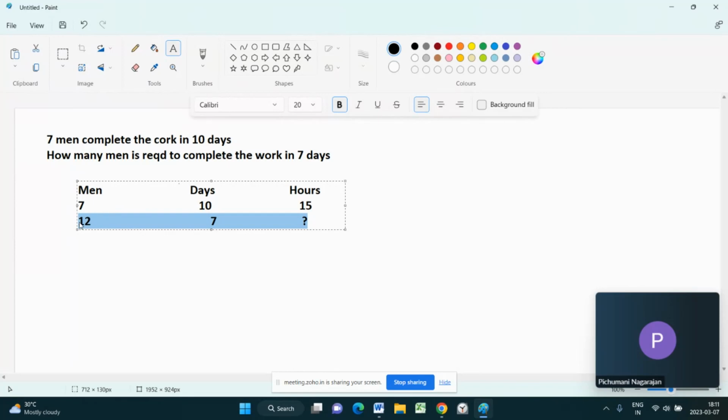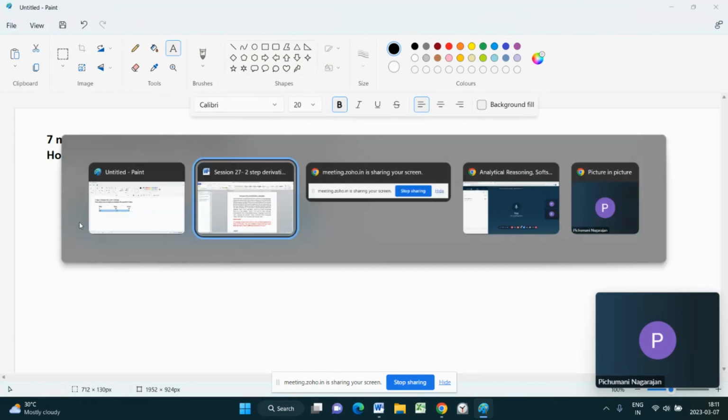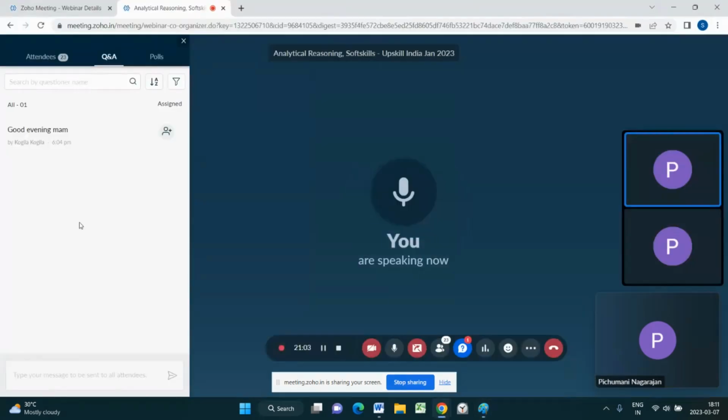Understood? Any doubt so far on the concept? Any doubt on the concept? Children, students? Any doubts on the chain rule? If you have doubts, thumbs down. If you don't have doubts, thumbs up.